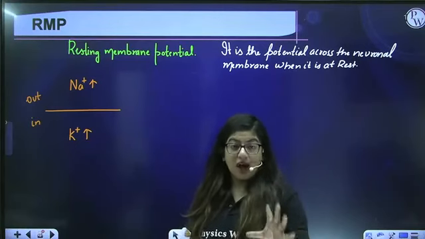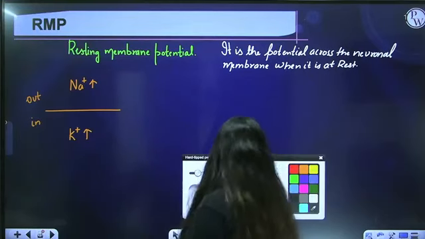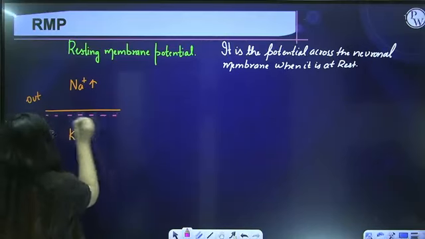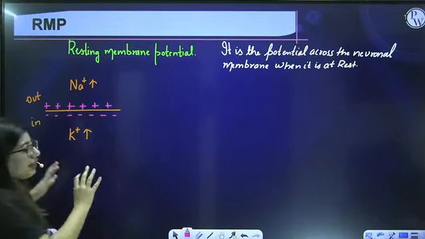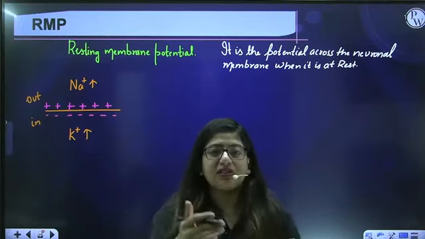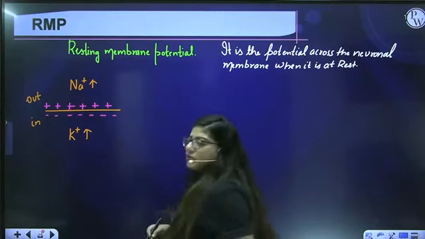Okay. Now, what happens during the resting state? Our entire membrane is more negative inside and positive outside. We say that during the resting state, our cell membrane has a certain charge difference. Inside is more negative and outside is more positive.